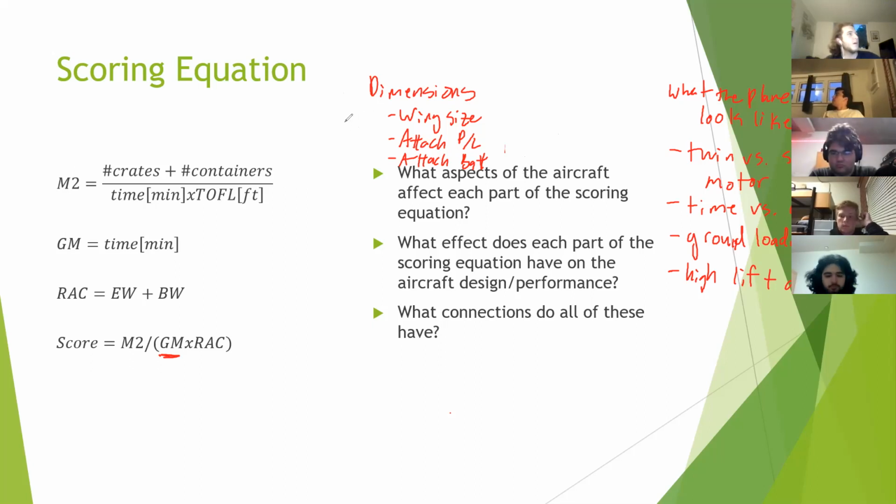Yeah, so dimensions are super important. Especially this early on, wing size is something that is going to be really important. Anything else that you guys are seeing in these equations?